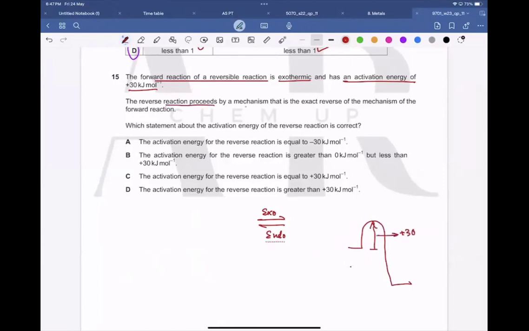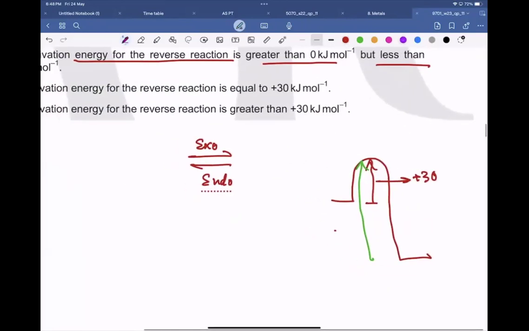The reverse reaction proceeds by the mechanism that is exact reverse mechanism of the forward reaction. Which statement about the activation energy of the reverse reaction is correct? The activation energy of the reverse reaction is equal to minus 30, not at all, because now for the reverse reaction, the activation energy would be this much, right? From the lowest, now these are the reactant. The activation energy of the reverse reaction is greater than 0 kilojoule, but not less than 30 kilojoule, not at all.